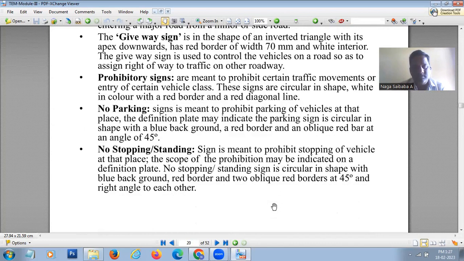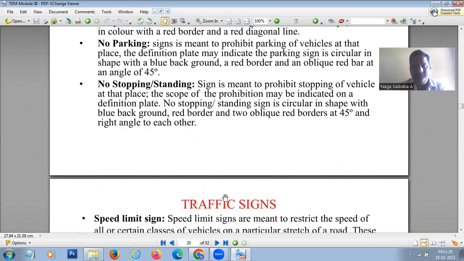Next, no stopping or standing. It is meant to prohibit stopping of vehicles at that place. The scope of the prohibition may be indicated on a definition plate. So, no stopping or standing sign. It is also circular in shape with a blue background, a red border, and two oblique red borders at an angle of 45 degrees to each other.